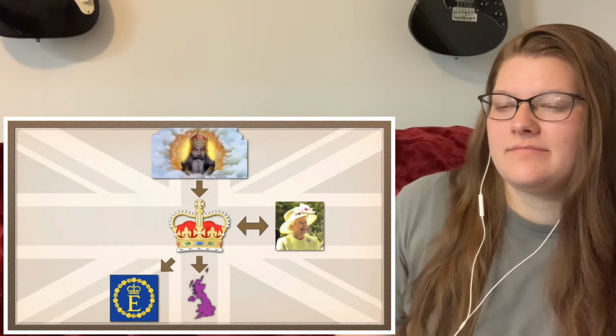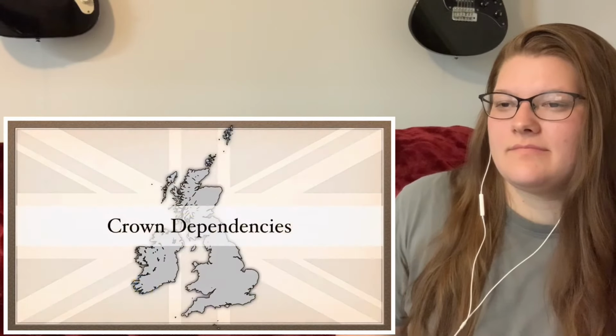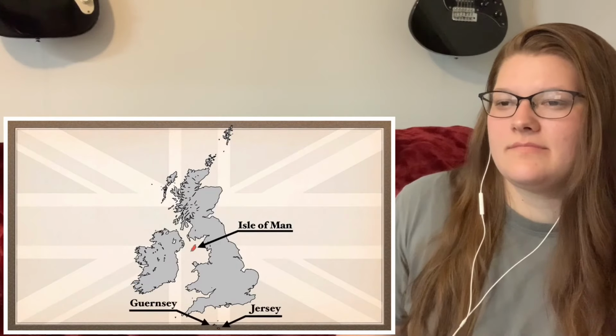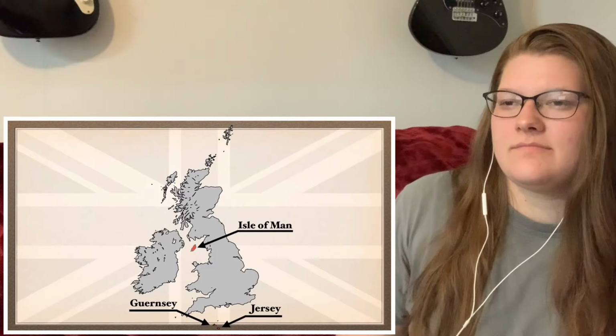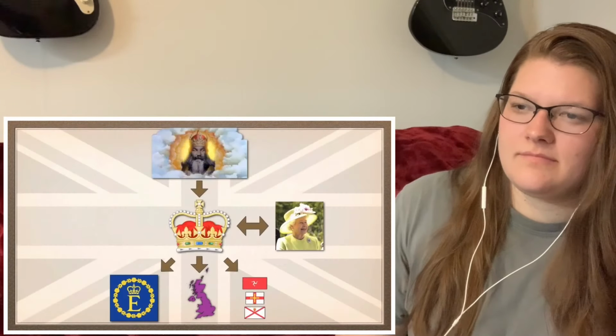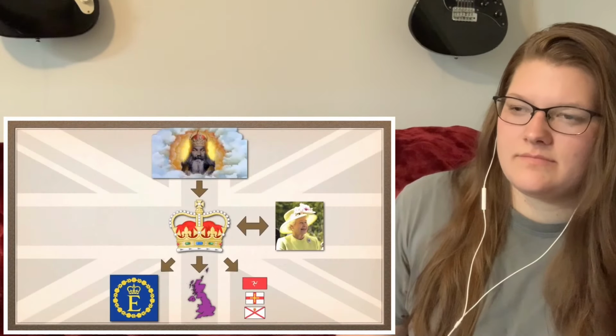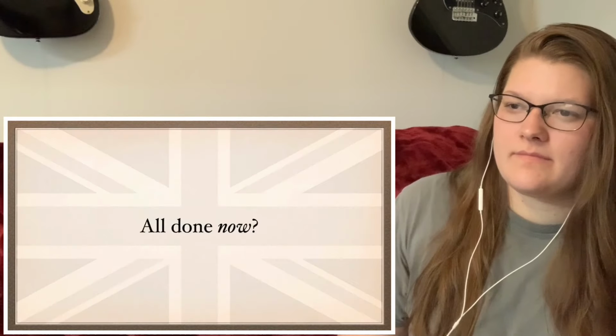There are 3 further entities that belong to the Crown, and these are the Crown dependencies, the Isle of Man, Jersey, and Guernsey. Unlike the Commonwealth Realm, they are not considered independent nations, but are granted local autonomy by the Crown and British citizenship by the United Kingdom, though the UK does reserve the right to overrule the laws of their local assemblies. Are we done now?